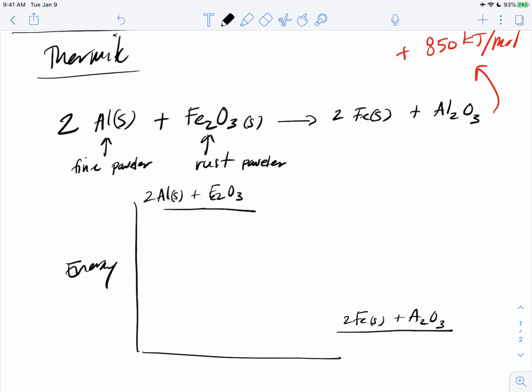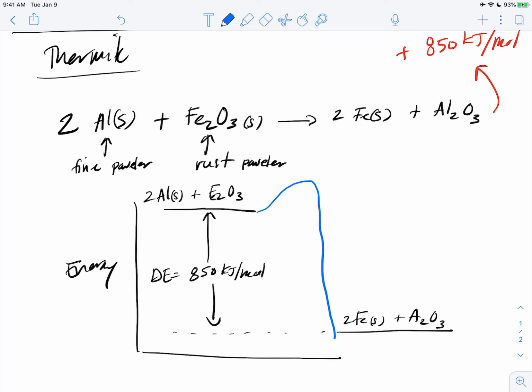And what we're saying here is that this delta E is 850 kilojoules per mole. So that is the difference between the energy of the reactants, aluminum and iron oxide, and the products. Now, just like we saw, there's some activation energy that we have to overcome. And so if I just have aluminum and iron oxide together, they will not react. We need to add a catalyst.